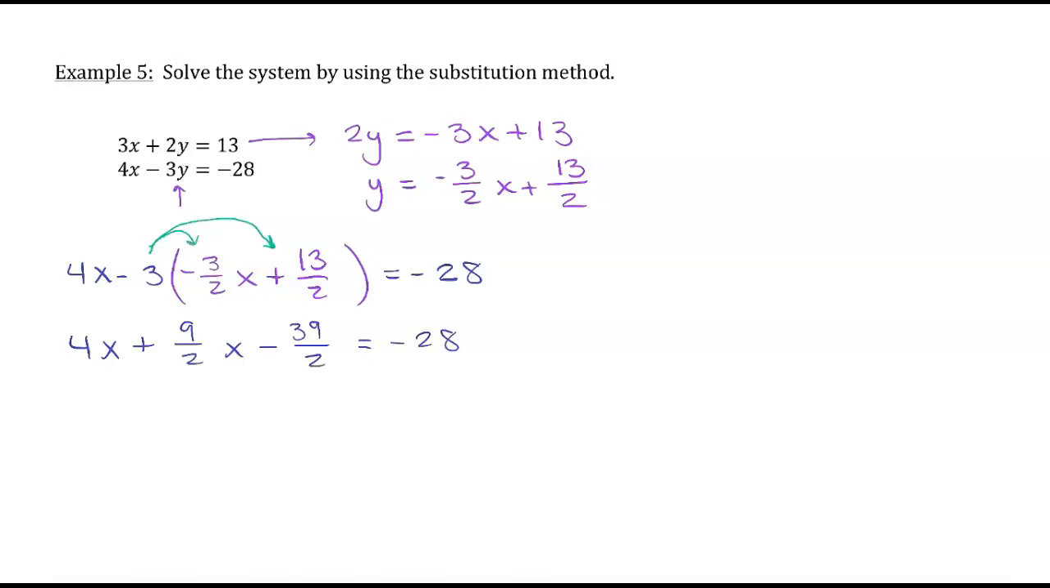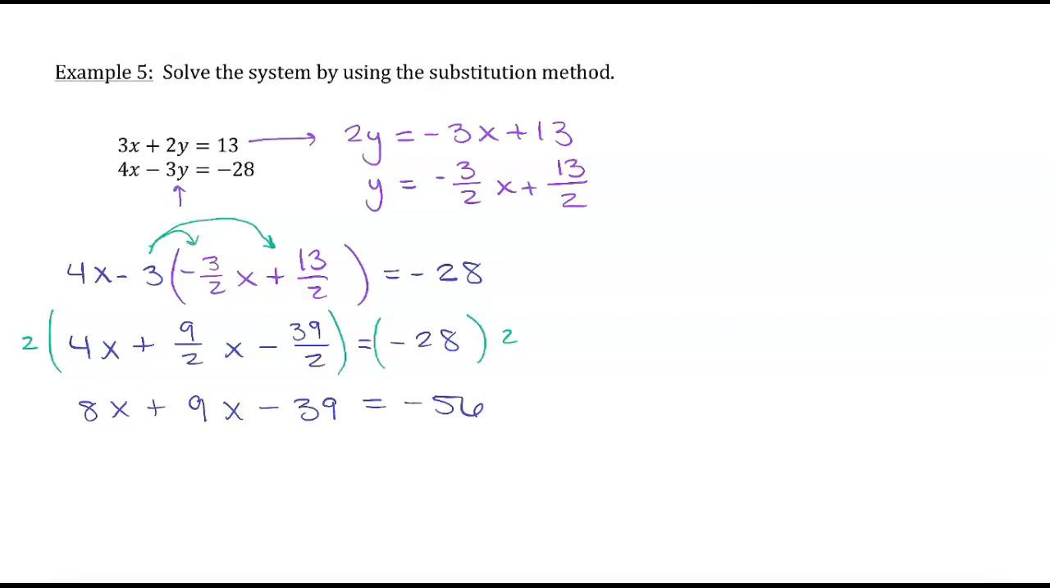What's different about this example is we have some fractions involved, and that can happen when solving systems. What we can do to get rid of the fractions is clear them using the least common multiple of the denominators. Since in this case all of our denominators are 2, we can clear them by multiplying both sides of the equation by 2. Distributing the 2 to every term, we have 2 times 4x, or 8x, plus 2 times 9 over 2x, or 9x, plus 2 times negative 39 over 2, or negative 39, equals negative 28 times 2, or negative 56. Now we no longer have those fractions.